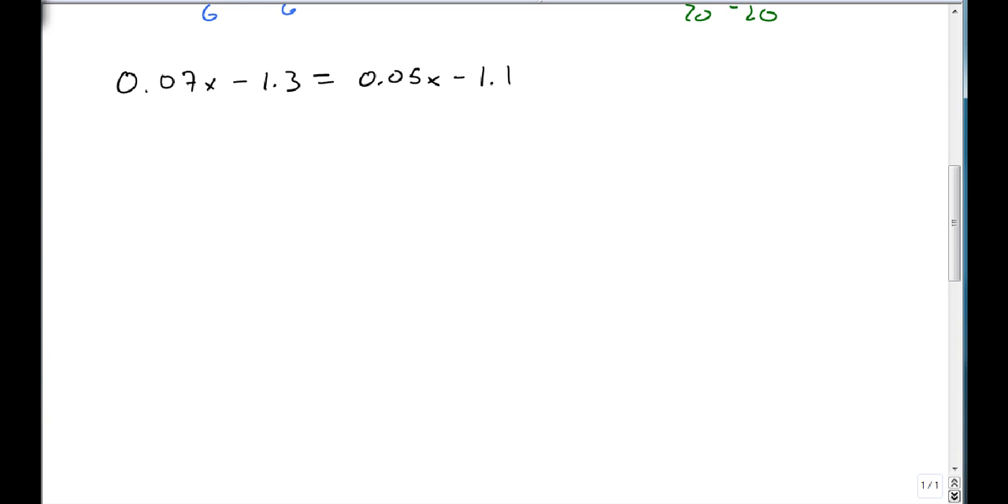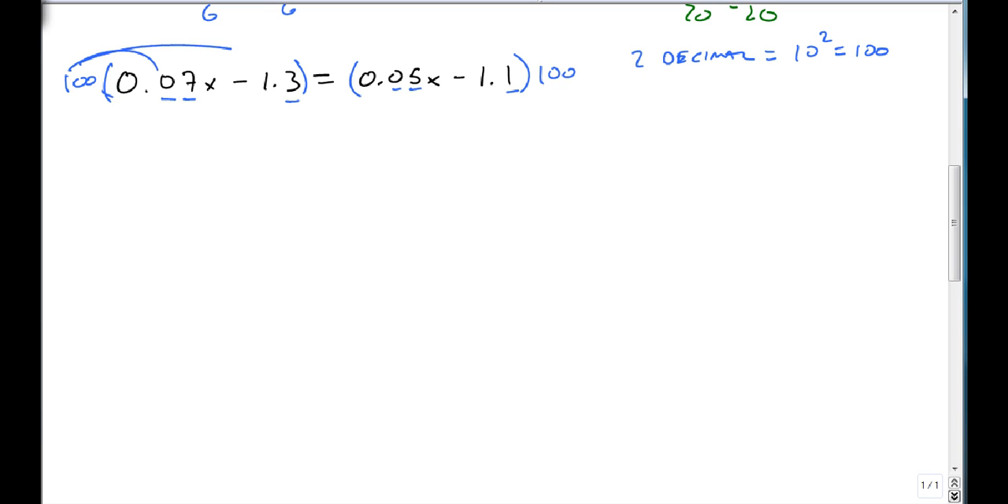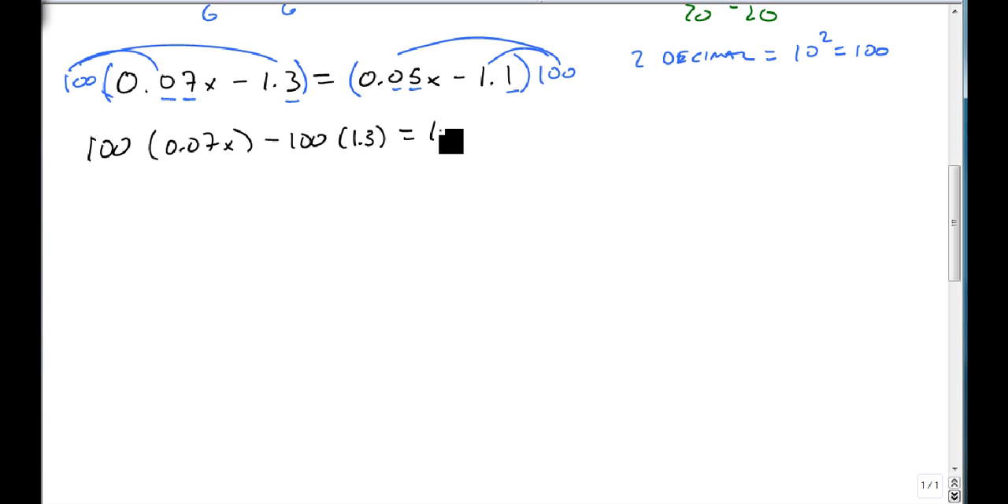And so we're going to look at all of our decimals. We've got 1, 2 spots here, 1 here, 2, and 1. So it looks like I have 2 decimal places to be moved. So that's going to be multiplying by 10 to the second power, or 100. So let's multiply this side by 100, multiply this side by 100. Let's see what happens. So we distribute. So we get 100 times 0.07x minus 100 times 1.3, 100 times 0.05x minus 100 times 1.1.